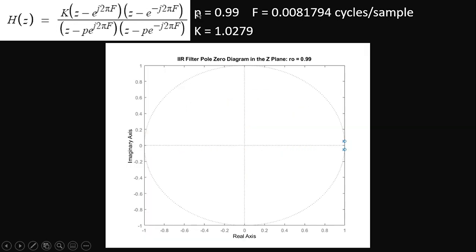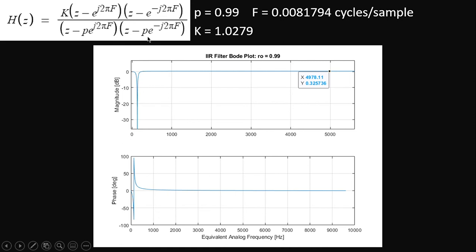Now we can increase the value of rho to 0.99. That moves the poles even closer to the zeros, even further to the right, and even further away from the high frequency area of the z-plane. And we have to calculate a new value of k once again. The frequency that we want to attenuate is still the same. So let's see the Bode plot of this filter.